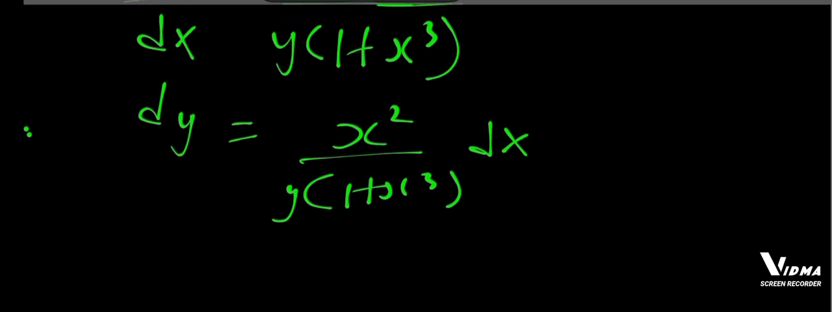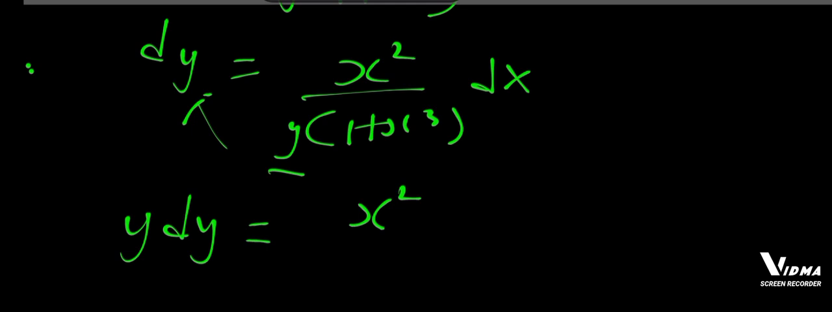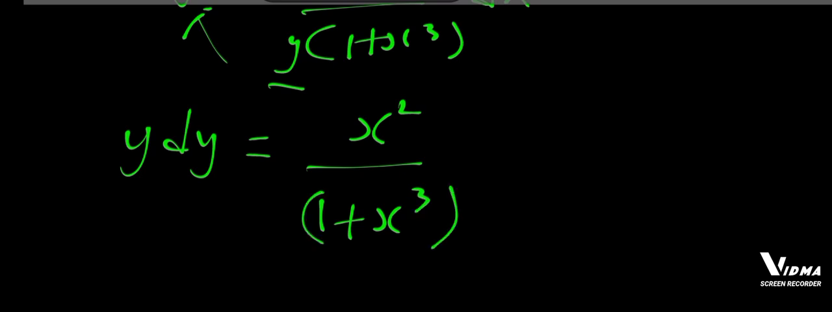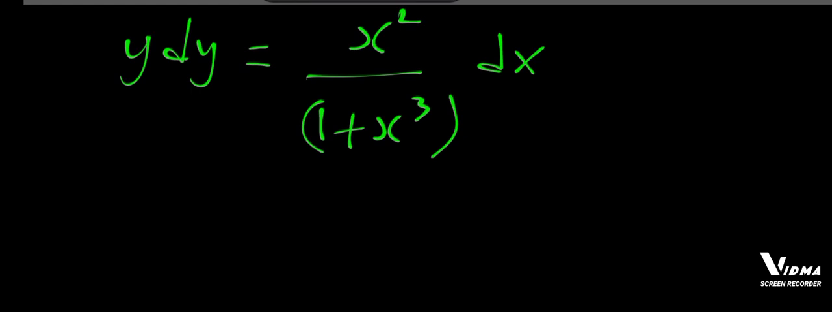Okay, and the next thing is I can also move my y to this side. So in doing so, I have y dy being equal to x squared over 1 plus x cubed dx. As simple as that. And all we do again is now just to integrate.